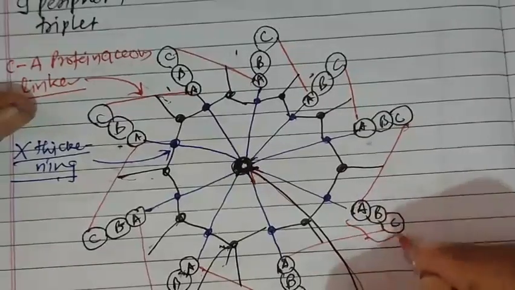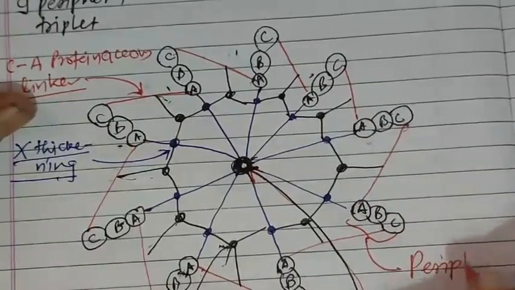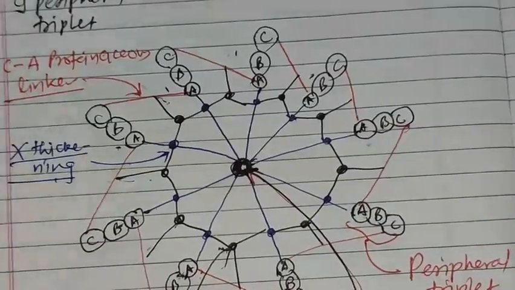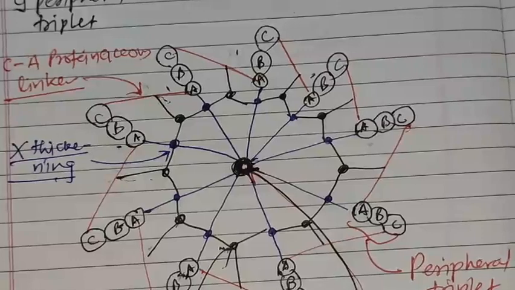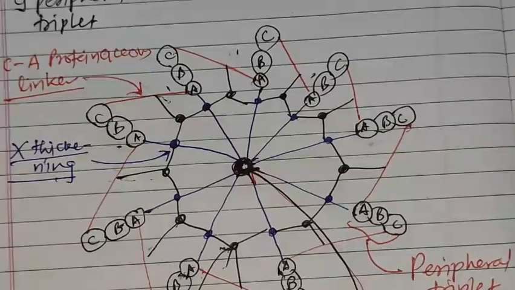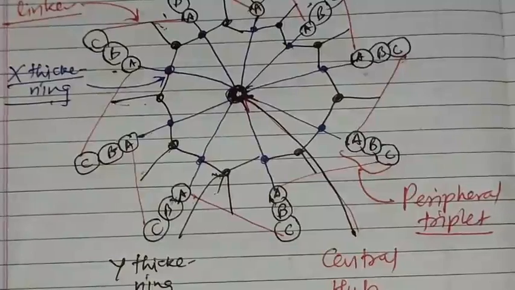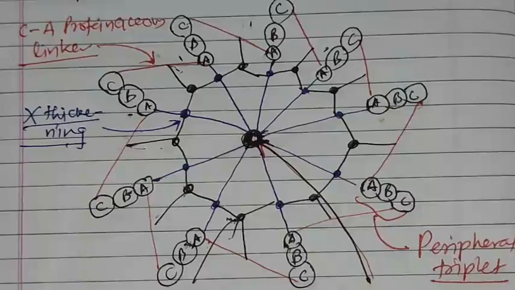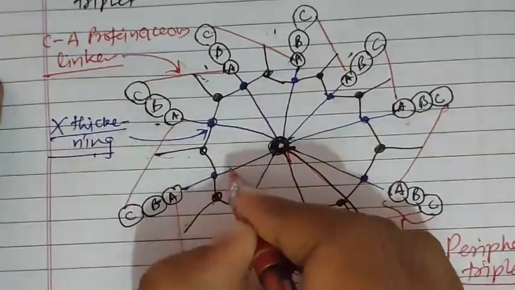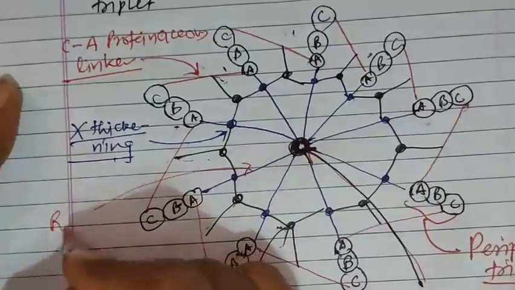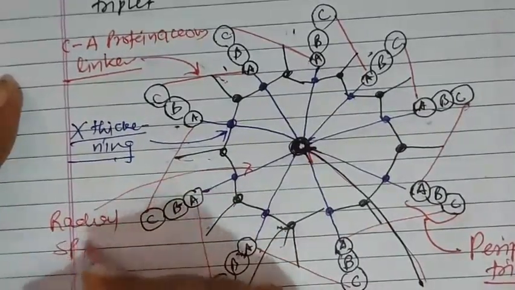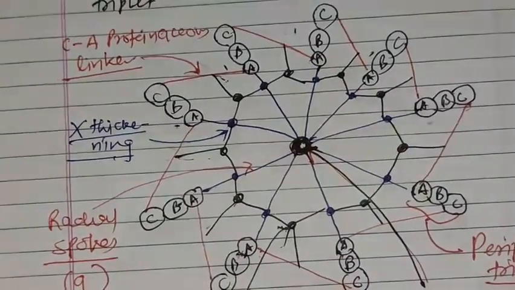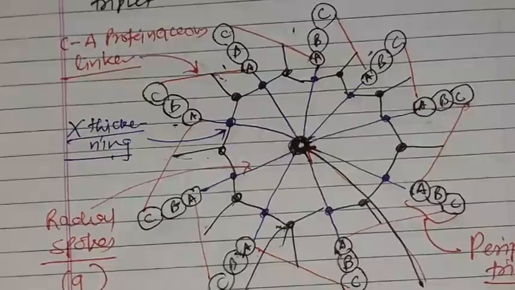These are peripheral triplets. Then we have a CA linker. So in this structure, they have a central hub, peripheral triplets, CA linker, X thickening, Y thickening. X thickenings are present on the structure that is radial spokes. So how many radial spokes are there? Total 9 radial spokes are there, which connect the hub with the peripheral triplet.